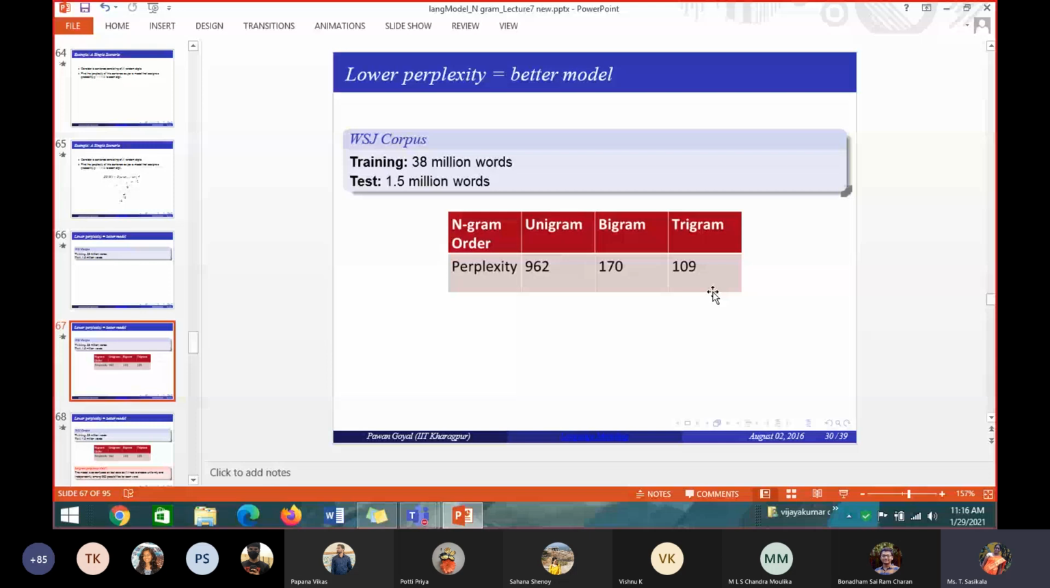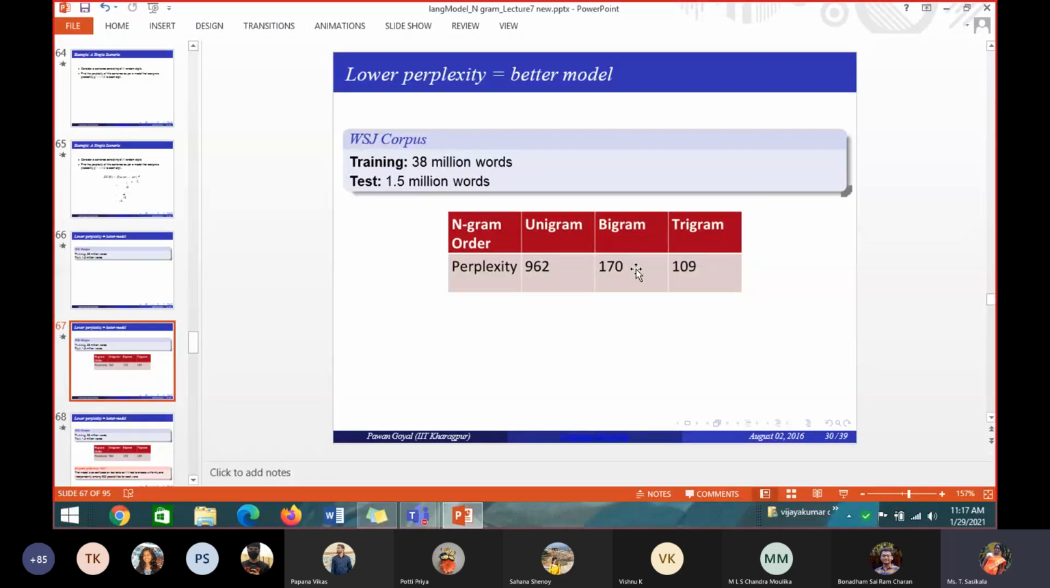Whereas in the bigram, what is the perplexity? Whenever my model uses a unigram, the perplexity is high, which indicates that among 962 choice points, it has to choose one. So with very high perplexity, the model is very much confused on the test data, since among 962 possible words, it has to consider which one for each word.